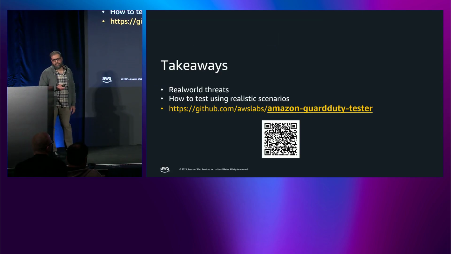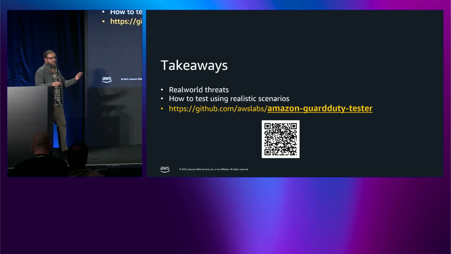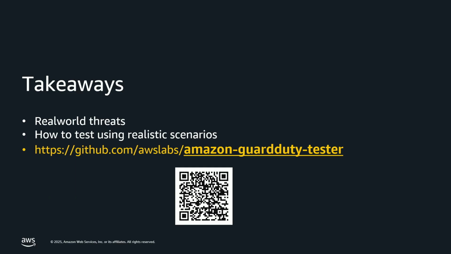These are the key takeaways from this talk. In this talk, you learned how GuardDuty gathers information about real-world attacks and uses it to prioritize detections and implement threat detections, and how you could use realistic attack scenarios to test GuardDuty runtime monitoring. We have added multiple realistic scenarios to the Amazon GuardDuty Tester GitHub repository, which you can access from this QR code. And we'll continue to add more scenarios to it.